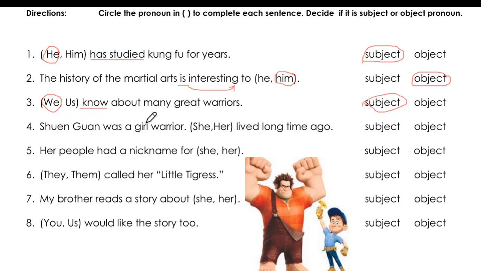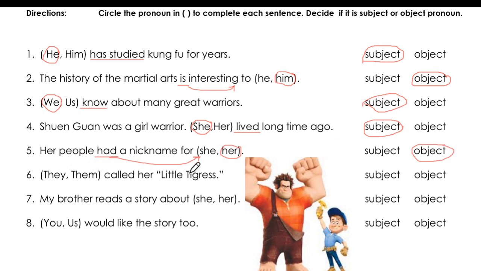Shuang Wan was a girl warrior. She lived a long time ago or her lived a long time ago? Action verb lived. Which pronoun comes before, she or her? She. Is it subject or object? Subject again. Her people had a nickname for she or for her. Again, verb is had. What comes after, subject or object pronoun? Object. Which one is object, she or her? Her. Object.